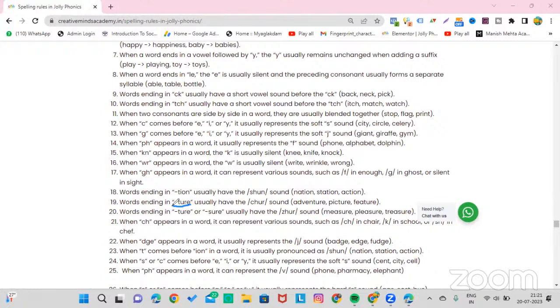TURE makes the chur sound. Adventure, picture, feature. Can you write some more examples of chur sound, TURE? Yes, fracture, feature, mixture, culture. So it's going to be fun when you do it like this, not putting any kind of pressure. Just ask the kids for chur words and they'll give you all these words: capture, furniture.